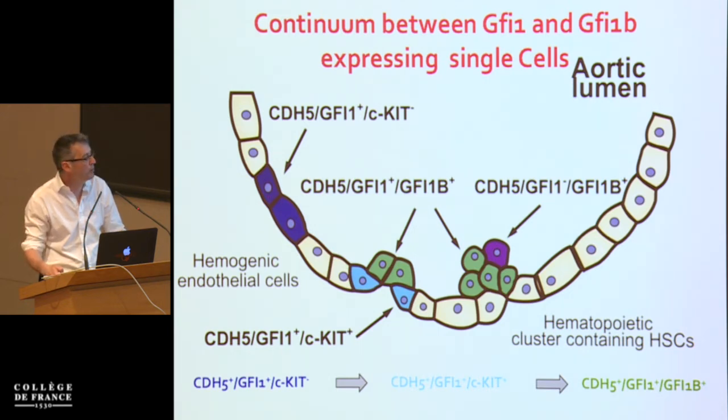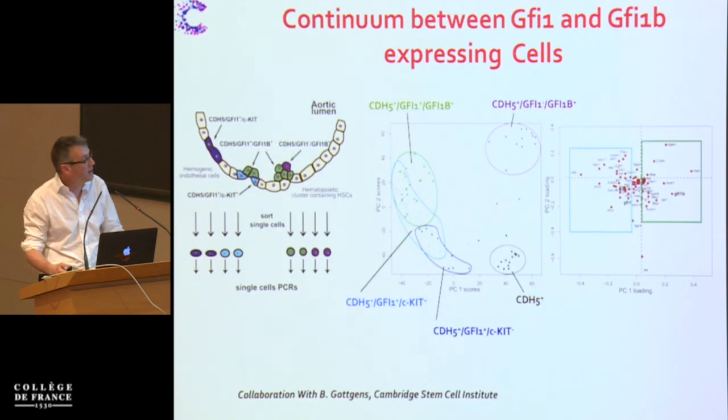We don't have a marker for hemogenic endothelium because these cells express GFI1, as these cells will after start to bud off of the endothelial lining, upregulate c-KIT, and after they will upregulate GFI1B. So we think now we can prospectively isolate these cells. So this is what we've done.